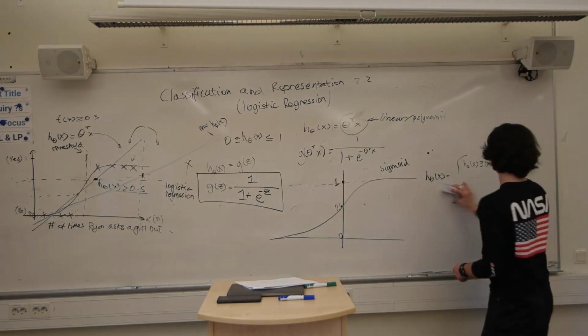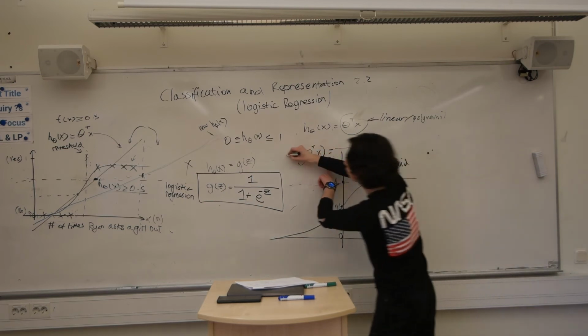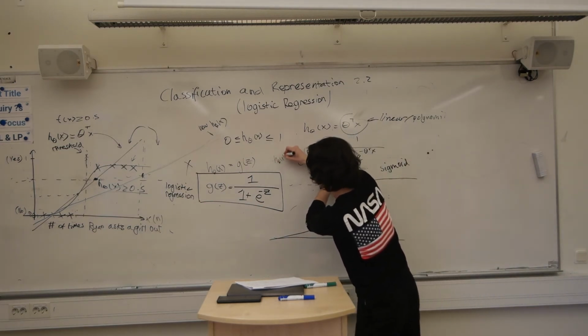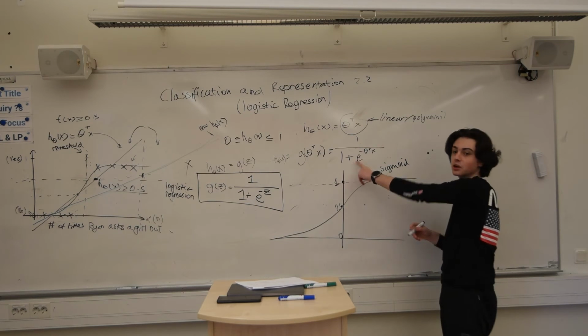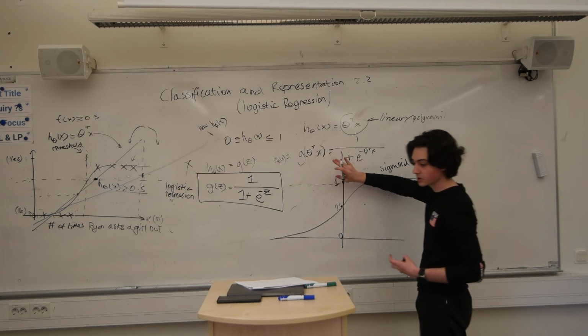Anyway, now that we have this function, which is all going to be equal to h theta of x, by the way, this is all equal to that. So that is our logistic regression hypothesis function, which is in your data booklets.